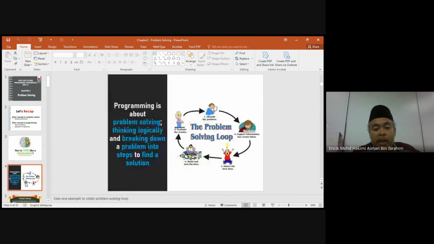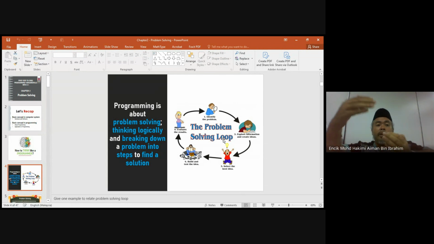Programming is about problem solving, thinking logically, and breaking down a problem into steps to find a solution. So this is the loop, you can say. First, we must identify the problem. Once we identify the problem, we should explore the information and how we should solve this. We should have that kind of attitude so that we will come up with a solution.